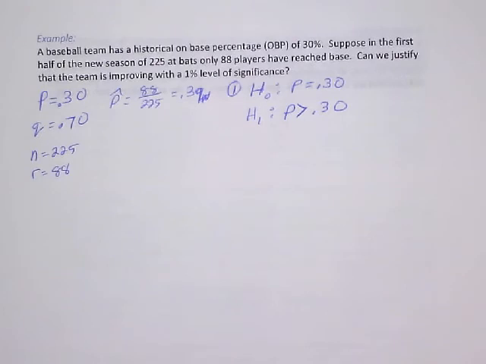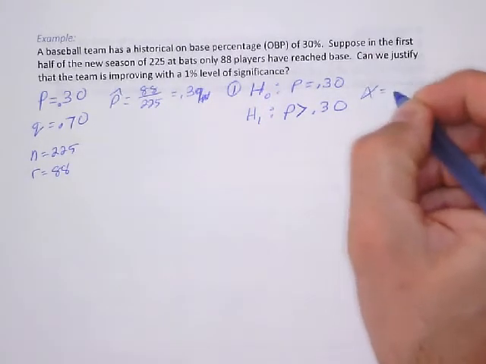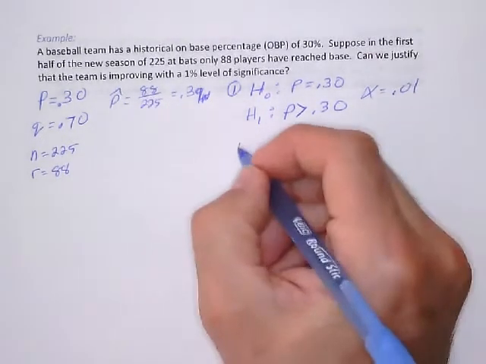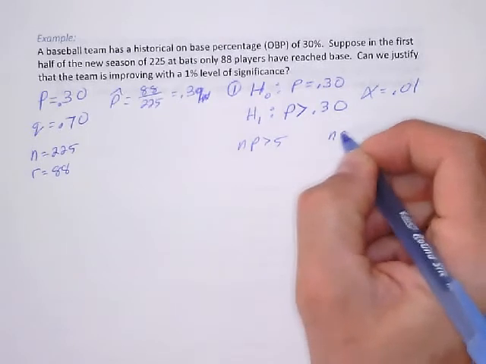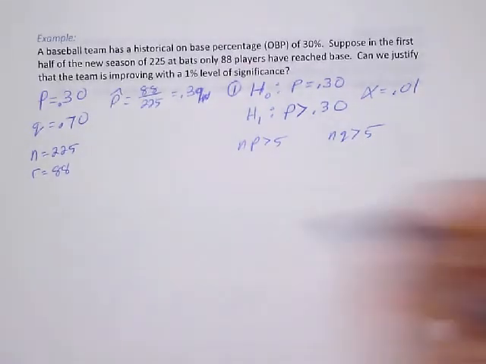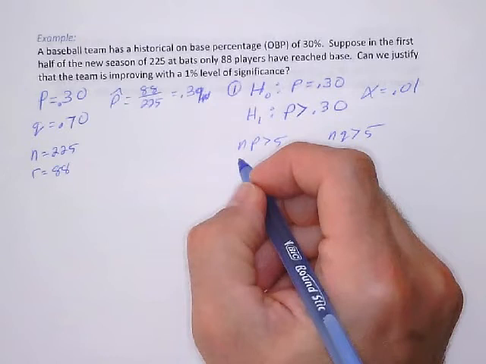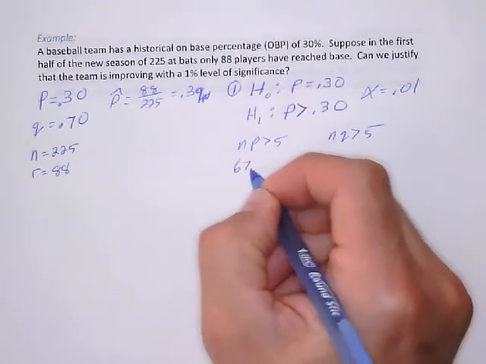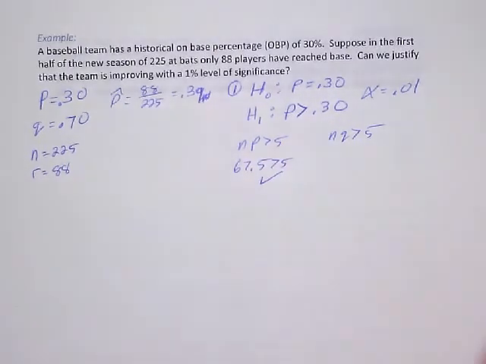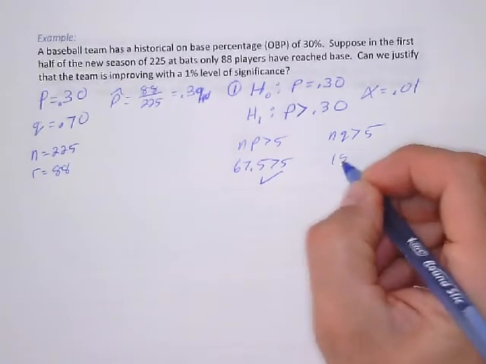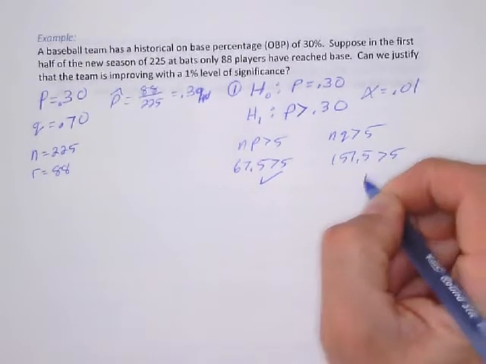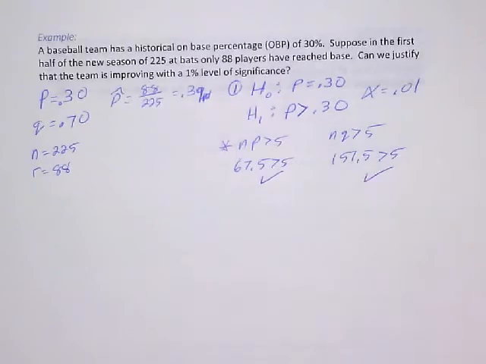One thing that we do need to do, I kind of glossed over it on the other part, is we also need to test N times P and N times Q. Our alpha is 0.01. So we do need to do the NP greater than 5, NQ greater than 5 test. When you work these out, N times P is 67.5, which is greater than 5, so that's good. And when you do N times Q, you get 157.5, which is greater than 5. So you are good to go. So don't forget to do that N times P is greater than 5 part like I almost did.